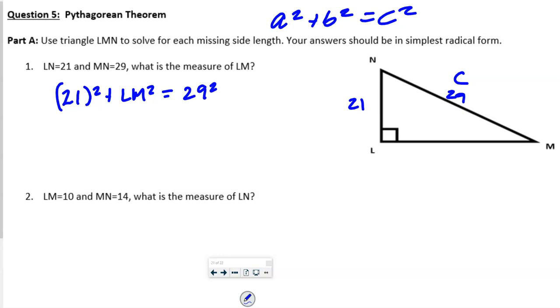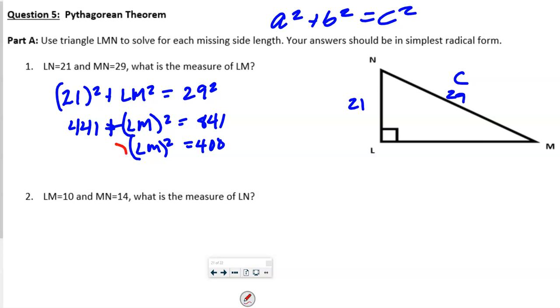So we get, I think that's 441. Yep, 441 plus LM squared equals 29 squared, which was 841. Subtract 441 from 841, LM squared is equal to 400. If I take the square root of both sides here, we can see that LM is going to be equal to 20, okay?